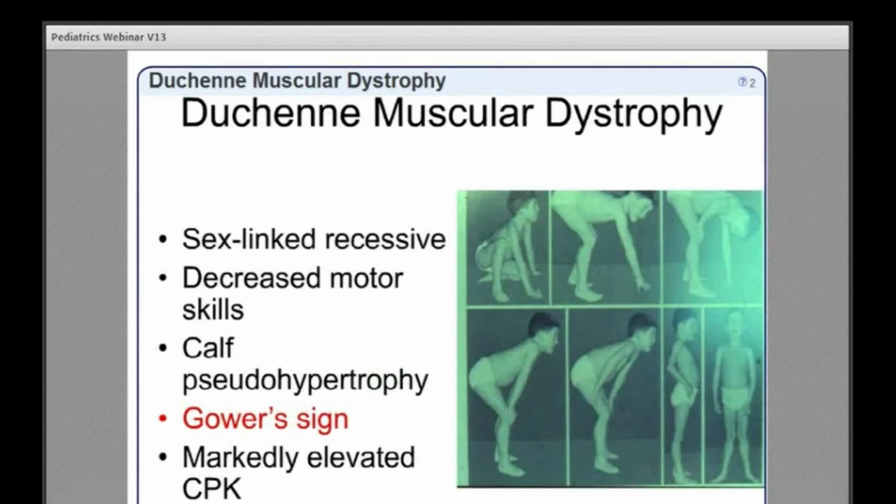You can see on the right a picture of Gower's sign, which is one of the hallmark physical examination findings. And the other things that you'll notice in a child who has Duchenne muscular dystrophy is that they have decreased motor skills, and they start out essentially with normal skills as an infant, but then with age up to about 2 to 6, they develop worsening skills, and they lose the ability to keep up with their peers. Calf pseudohypertrophy is one of the common findings. Gower's sign we discussed, and the lab finding that is pathognomonic is a markedly elevated CPK.